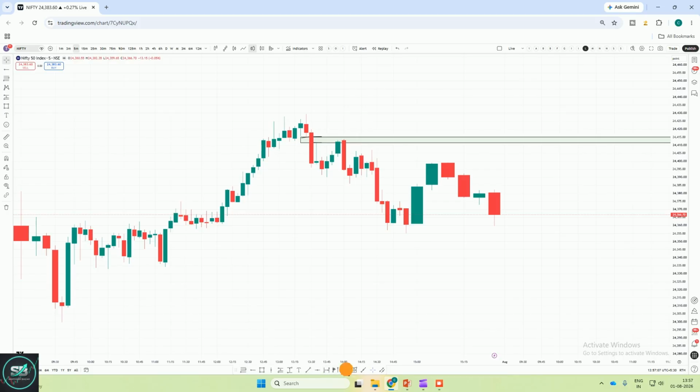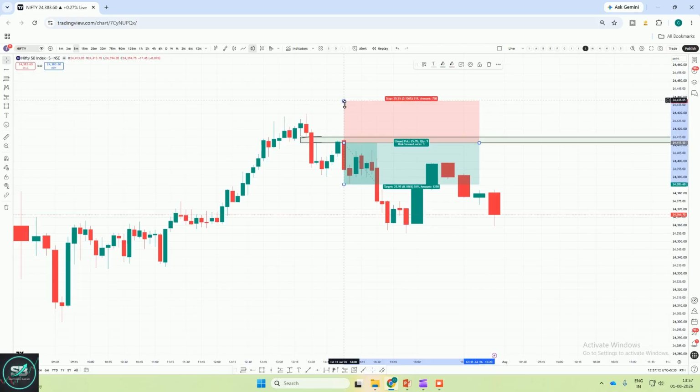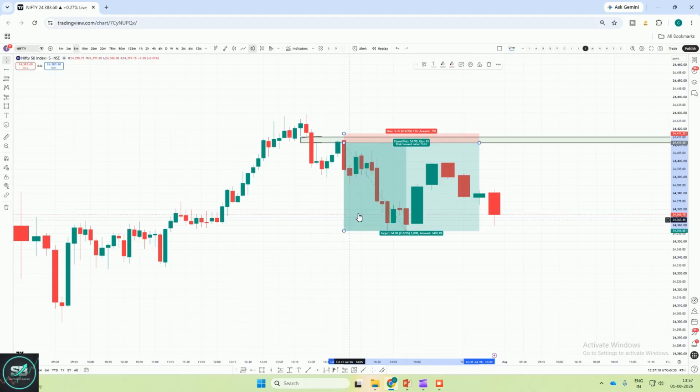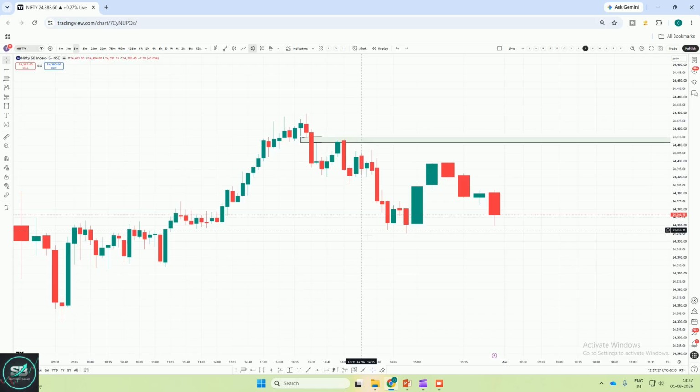So if you would have made an entry here, let's assume you are making your entry here and your stop loss is here just above this FVG. So how much did you get in this trade? Again you got close to 1:10, 1:9.63. Okay, so this is how you have to identify the bearish FVG.